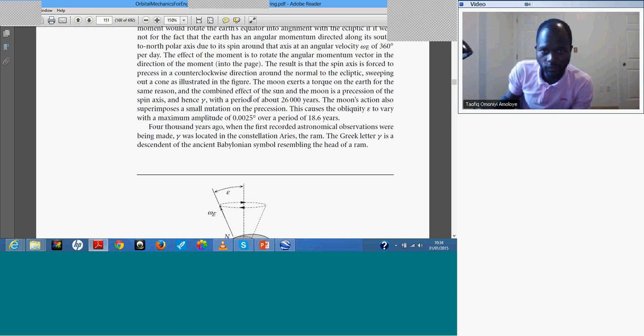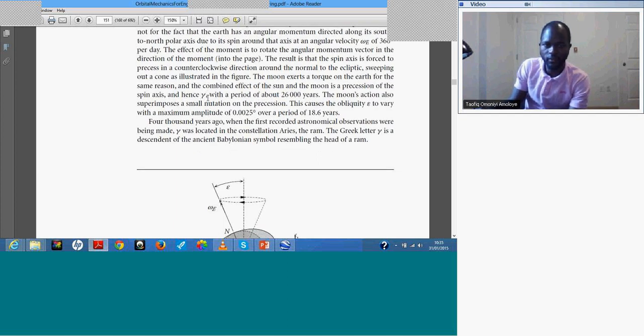So the sun and the moon exert a torque on the Earth for the same reason as what we just explained here. The result is a precession of the spin axis, and of gamma, that is the vernal equinox line, with a period of about 26,000 years.